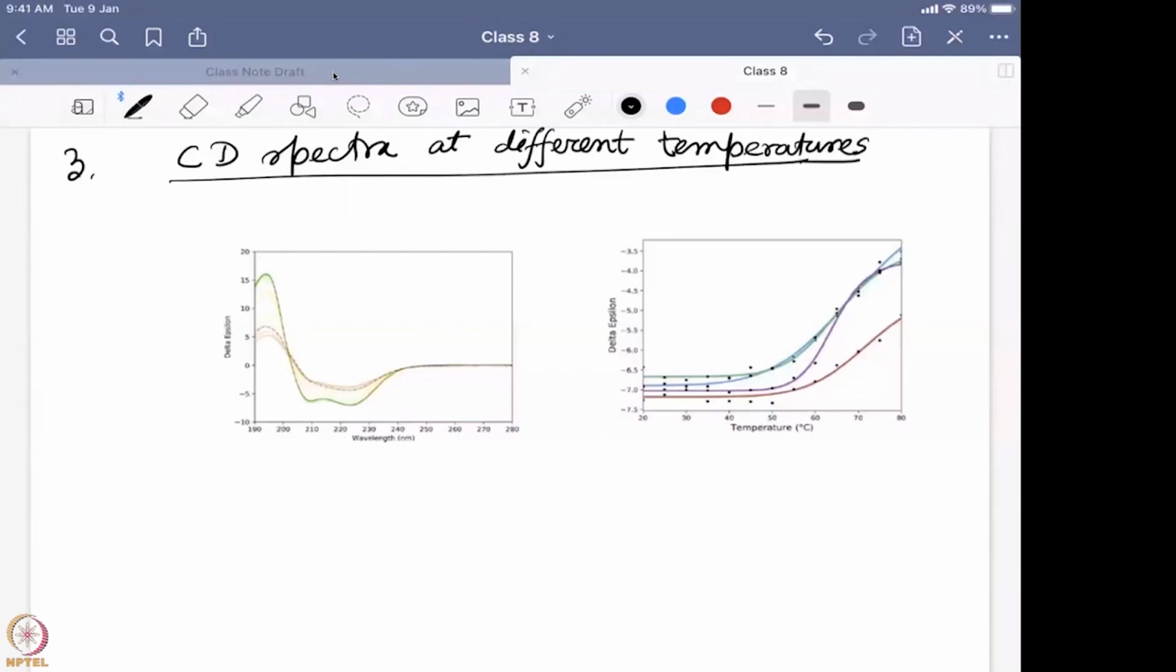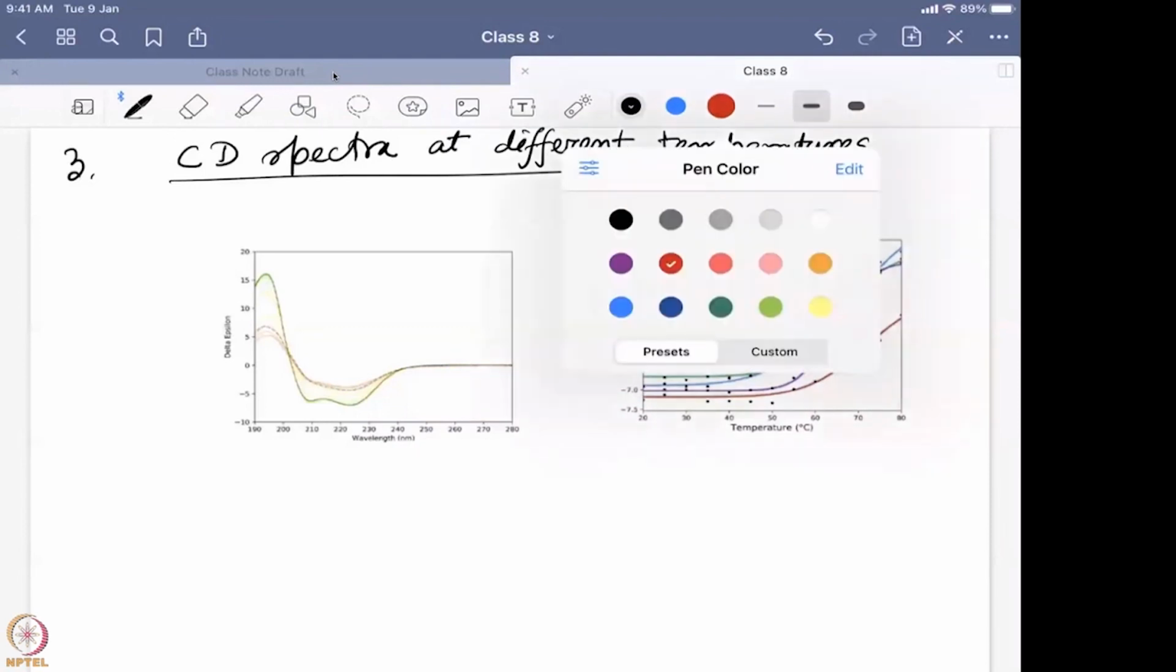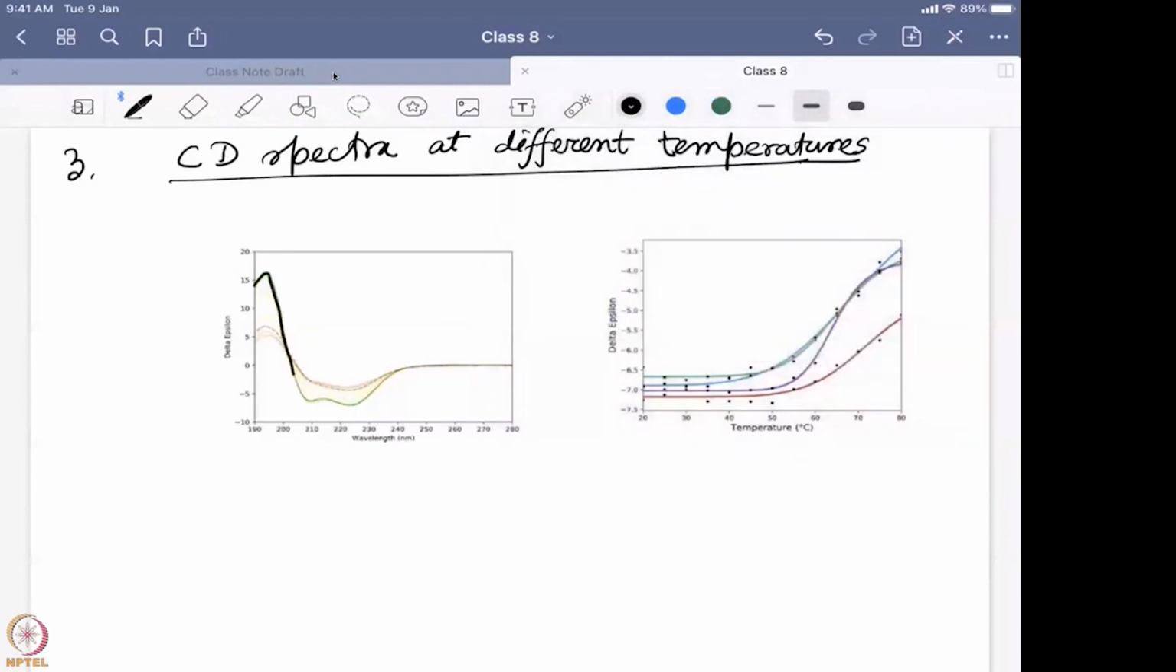So what we are actually doing is taking a protein structure, which starts from this green line shown over here. It is the first spectrum we recorded at room temperature. And you can see it very nicely shows a clear-cut alpha helical structure at room temperature, 25 degrees centigrade. And then slowly we started to increase the temperature.